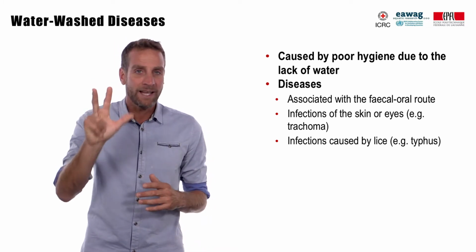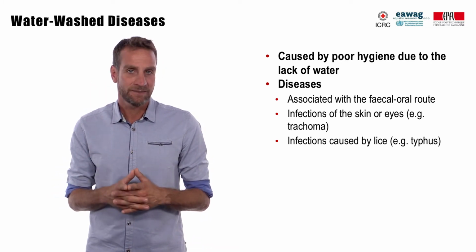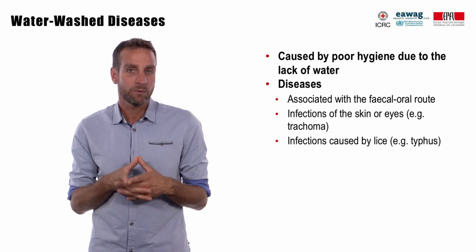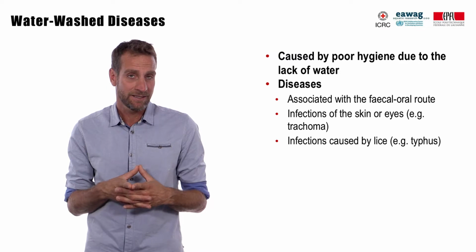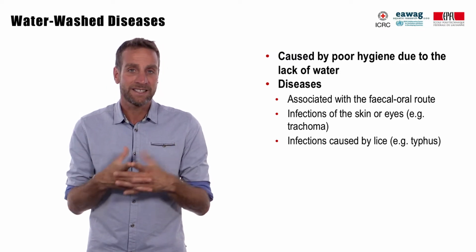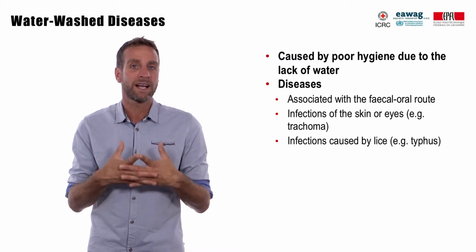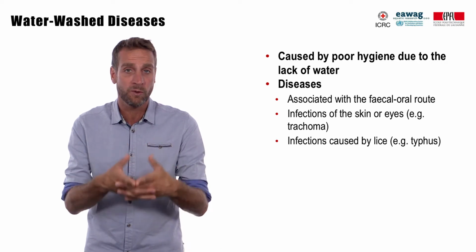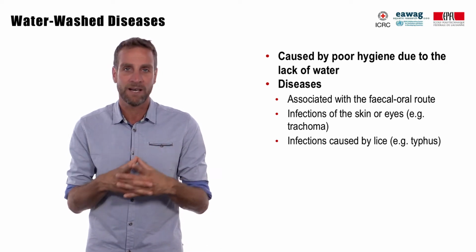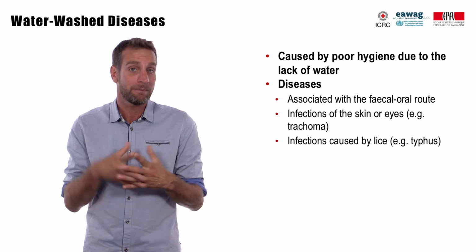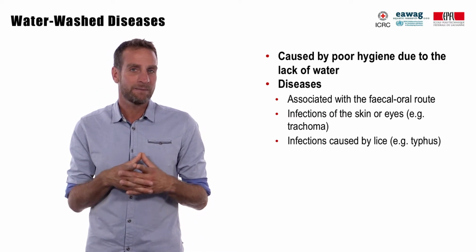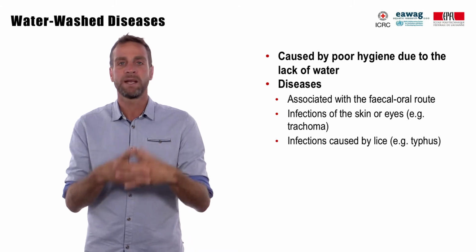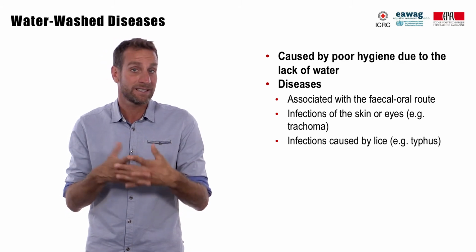There are three types of water-washed diseases. The ones associated with the fecal route, with similar diseases to waterborne diseases. Infections of skin or eyes that are not related to the fecal-oral routes but also due to poor hygiene, such as trachoma, which is the leading infectious cause of blindness worldwide. And finally, infections carried by lice, which may be reduced by improving personal hygiene, such as typhus.